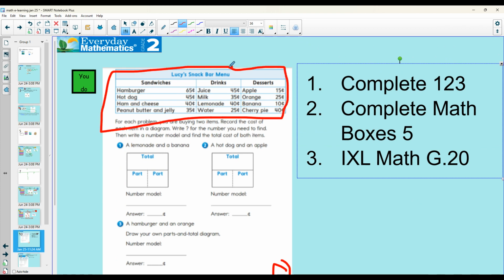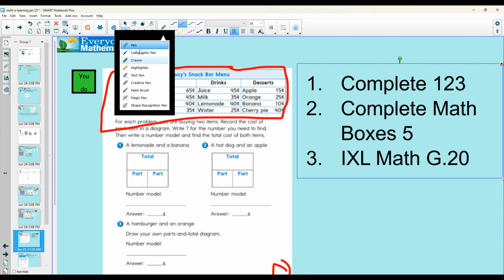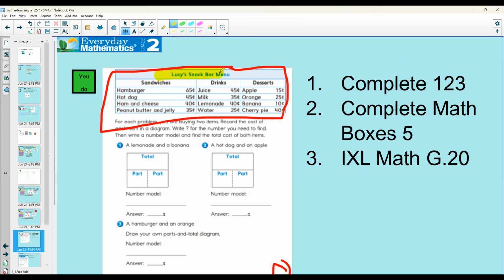Oh my gosh, look at that text feature. Holy moly. This is crazy. Look at that text feature. Oh my gosh, that's a heading. It tells us what we're going to read about. We're reading about Lucy's snack bar menu. I can't believe we just learned about that. That's crazy. I did not plan that, I promise.